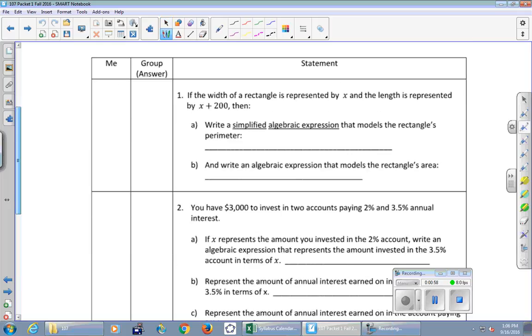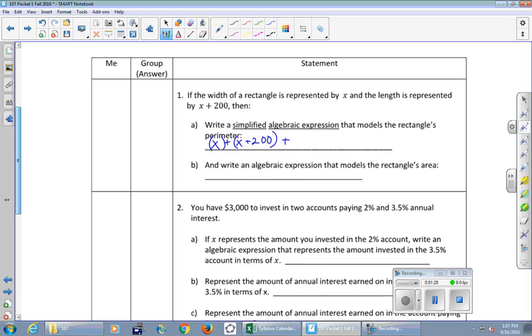The first one says the width is x and the length is x plus 200. We want the perimeter. How do you find the perimeter of a shape? Sum of all sides. You find the sum of all the sides, right? So before we simplify, there's an x and there's an x plus 200. I'm going to put parentheses in that aren't required, but just allows us to see clearly. One is the width, one is the length. Is that it? Is that the sum of all the sides? What else?